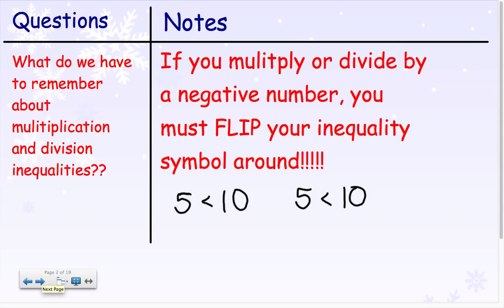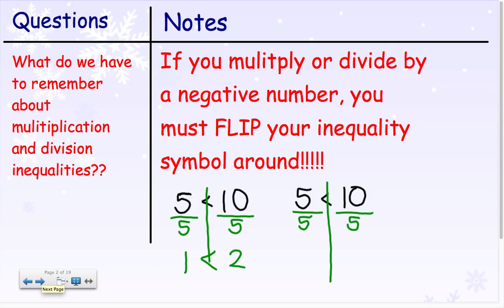I'm going to divide both sides by positive 5 and negative 5, and we're going to see what happens. I just picked 5. You can pick any number you want as long as you do it to both sides. That is allowed. 5 divided by 5 is 1. Bring down my inequality symbol. 10 divided by 5 is 2. Is 1 less than 2? Yep. So I'm going to put a check mark.